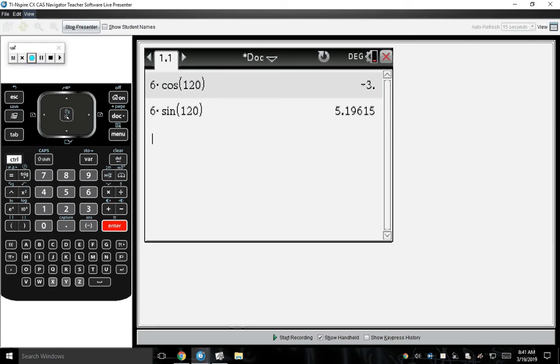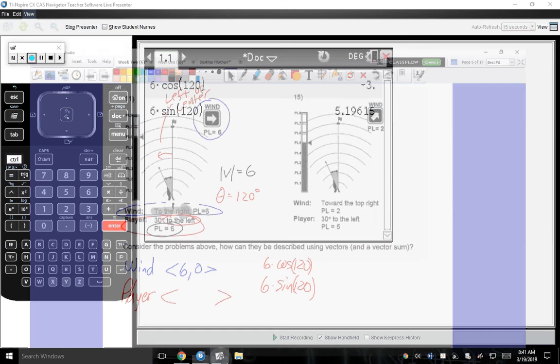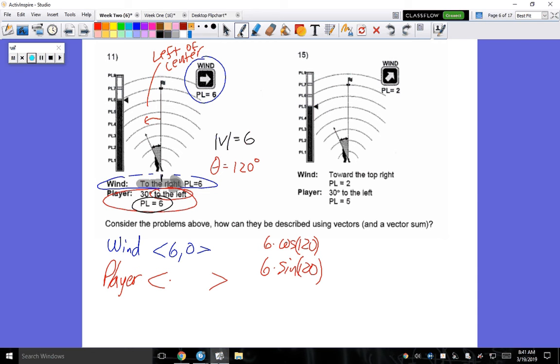We get -3 and then 5.196. So we're going to say -3 is the x, 5.196 is the y, and yes, the resultant vector would be if I added these up together. So you get 3 here, and then 5.196. Okay? So 3 and 5.196 is going to be, as far as the result, hold on just a bit.